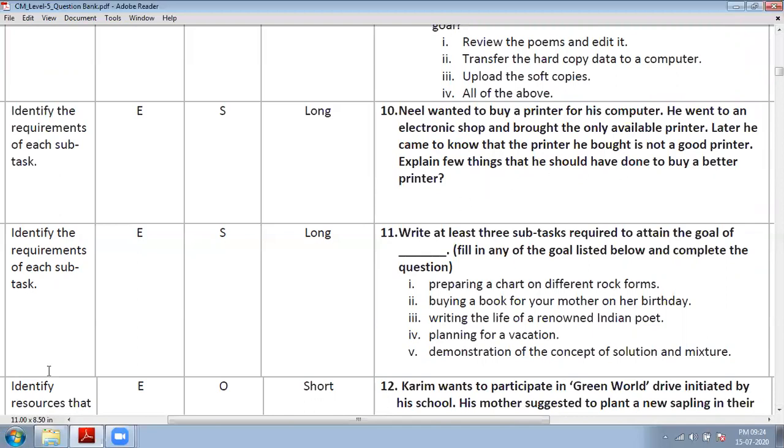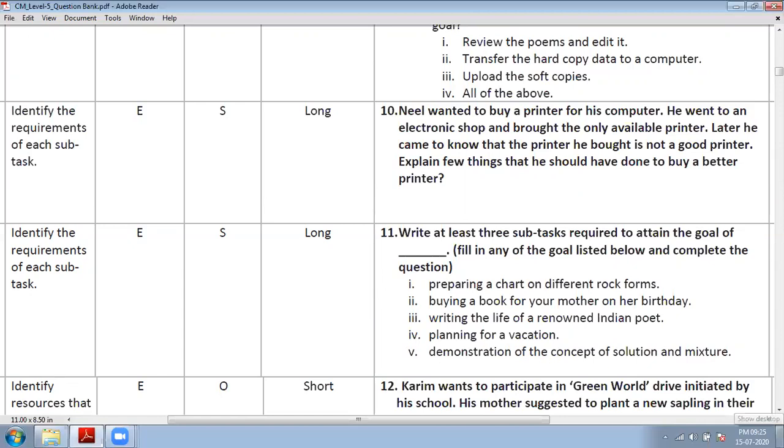So, some points I would like to tell you are that he should have asked a few people and found out the names of some popular printers. Decide the type of printer that is appropriate for his use. Fix a budget. He should have visited a few shops to find out the best deal and compare it with online shopping sites also. So these are the probable answers.